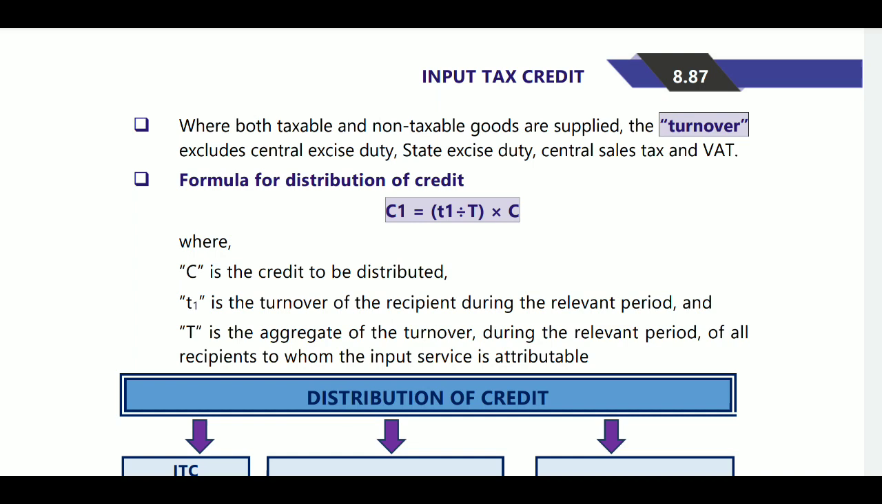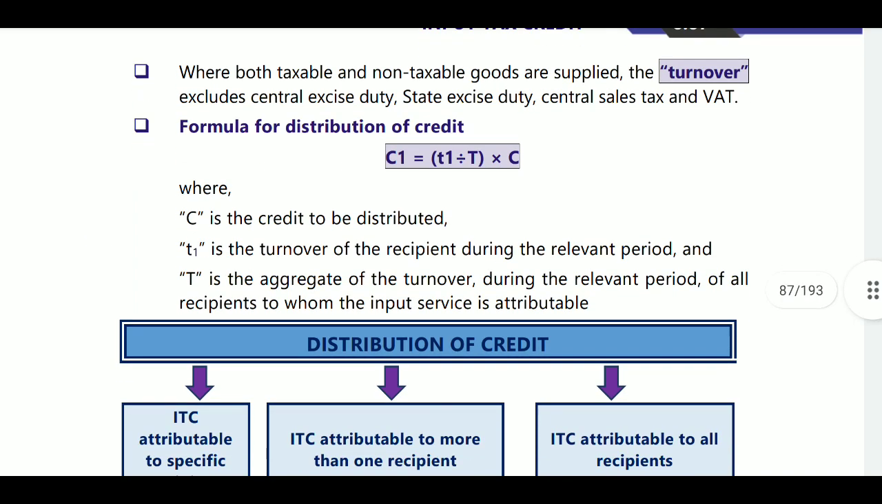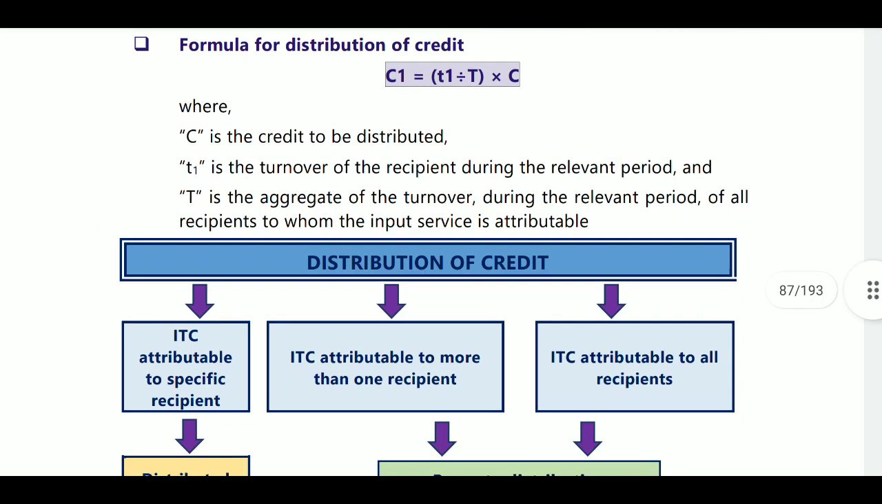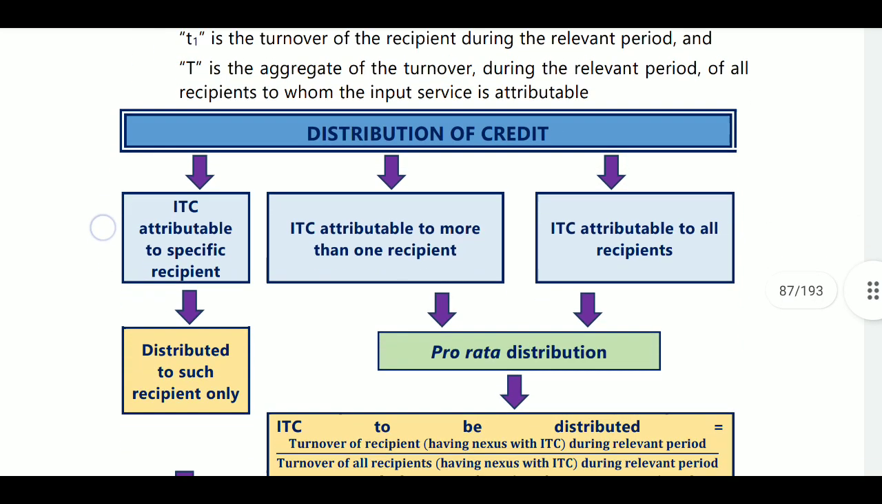Formula for distribution of credit. What is the formula for distributing the credit? C1 is equal to T1 divided by T into C. Here, C is the credit to be distributed. T1 is the turnover of the recipient during the relevant period. And T, capital T, is the aggregate of turnover during the relevant period of all recipients to whom the input service is attributable.